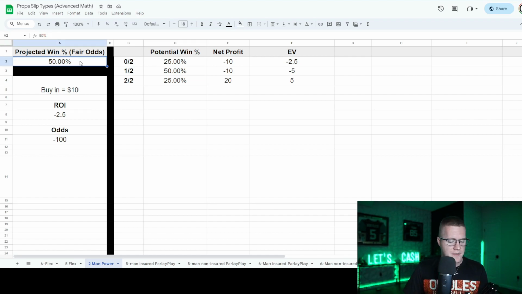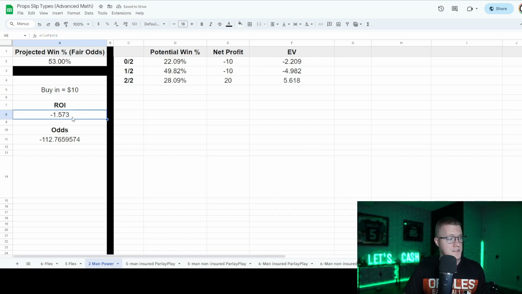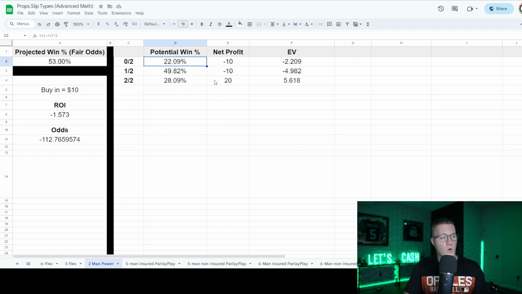So let's hypothetically say I bump this up to 53%. I'm still going to lose money in the long term because I'm only going to go 0 of 2 22.09% of the time, 1 out of 2 49.82% of the time, and then 2 out of 2 slightly increases those chances.